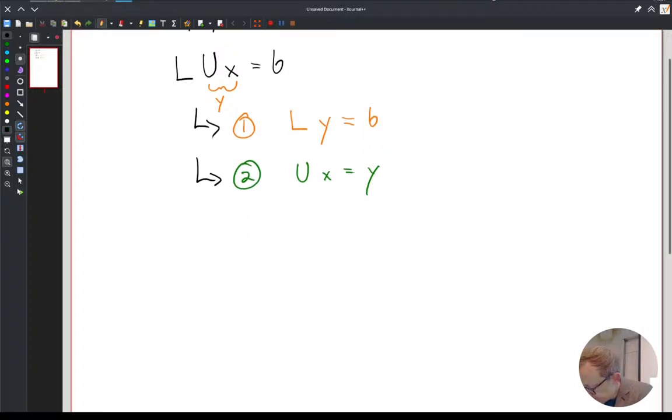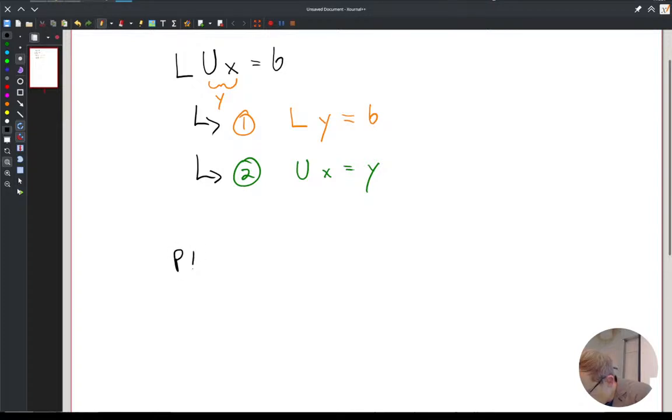And then if I had pivoting as well, I would have PLU X equals B, but I can get rid of that pivot and say P transpose times B. And then it's the same problem where P transpose B is now going to be LUX. So this first step would be like that, P transpose B.